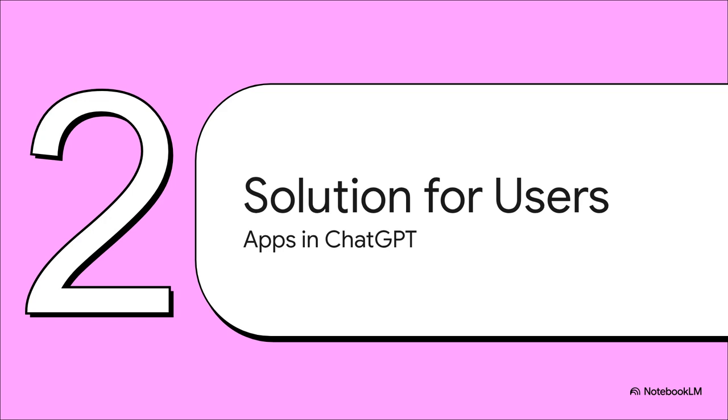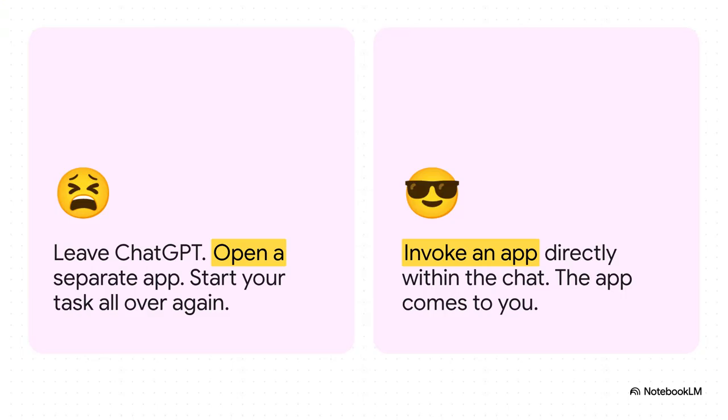Okay, so that covers the builders. But what about the rest of us, the people actually using this stuff? Well, let's flip over to the other side of the coin and talk about the user experience. And that's where this new idea, apps and ChatGPT, comes into play. This slide just perfectly captures the change. Think about the old way, right? It was all about this constant, annoying app switching. You'd be talking to ChatGPT, get an idea, and then you'd have to stop, go find the Zillow app, open it up, and start your search all over again.